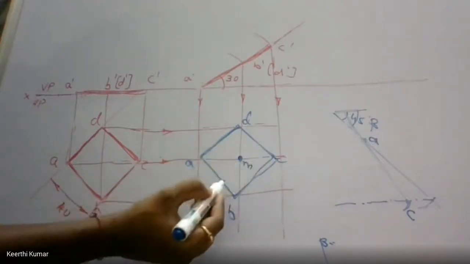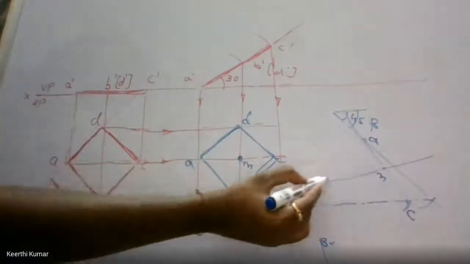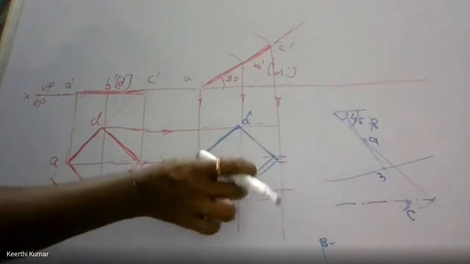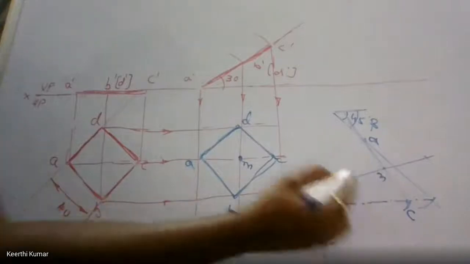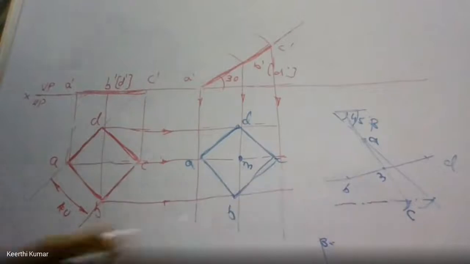I'll write this as M and draw a perpendicular line to the beta line. Then measure from M to B, M to D. If you rotate like this, this will go as D, this will come as B. Then complete that.